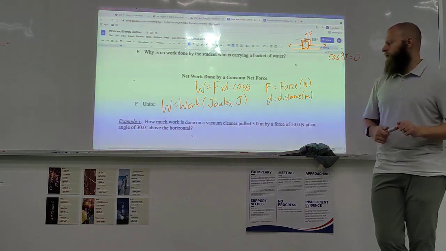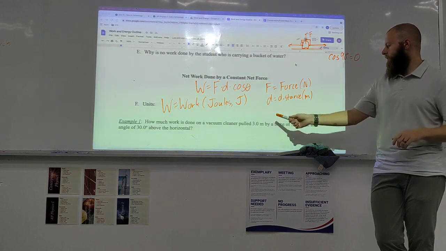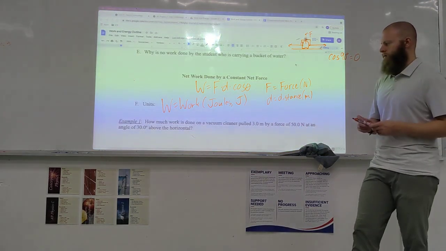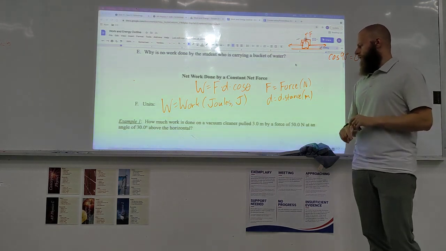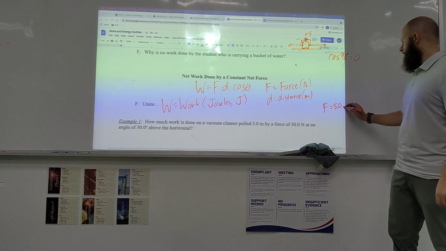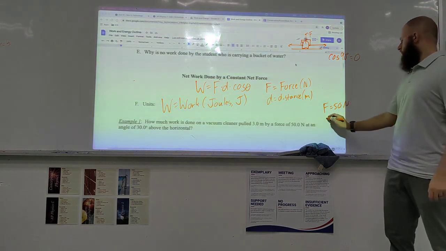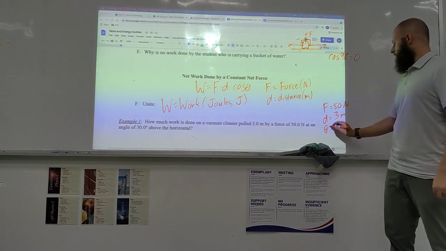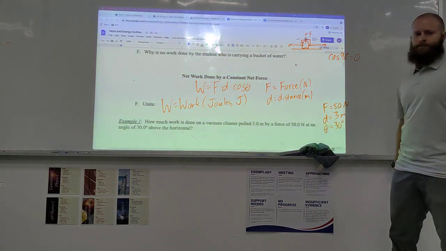Okay? So let's look at our first example problem. How much work is done on a vacuum cleaner pulled 3 meters by a force of 15 newtons at an angle of 30 degrees above the horizontal? So let's write down our variables. Our F equals 50. Okay, our distance equals 3 meters, and then our angle is 30 degrees.